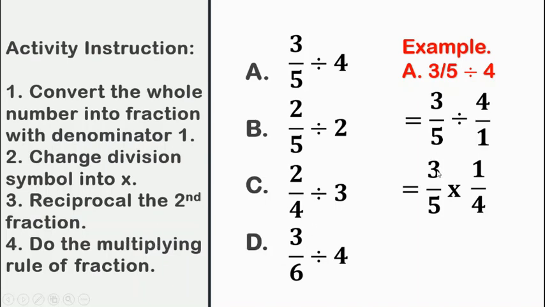After taking the reciprocal of the second fraction, we need to do the multiplying rule of fractions. So we will multiply directly numerator to numerator. 3 times 1, it's equal to 3. Denominator, 5 times 4, it's equal to 20. So the answer for letter A is 3 over 20.